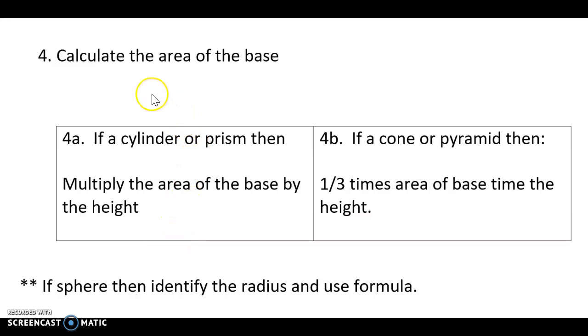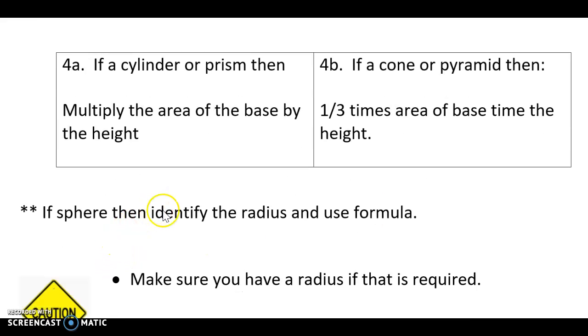Once you calculate the area of a base, if it's a cylinder or prism, then you're going to multiply the area of the base by the height. If it's a cone or a pyramid, then you're going to do 1/3 times the area of the base times the height. Because remember, the two formulas are different.